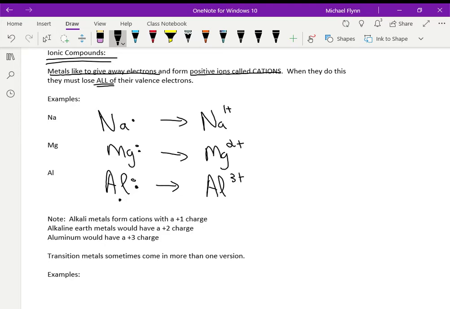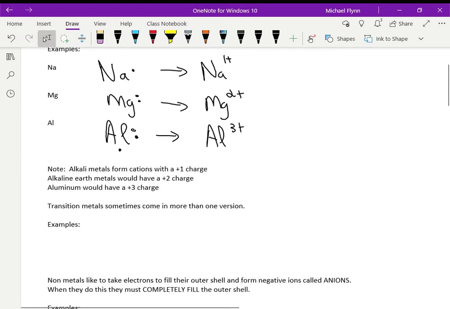become aluminum 3+. So it's very important you understand what I'm doing, and you can just look at a periodic table and you can tell. Column 1 is 1+, column 2 is 2+, and then you skip over the transitions. Aluminum and boron would be 3+, and so on. All right, so alkali metals have a +1 charge. Alkaline earths like magnesium have a +2. Aluminum has a +3. We talked about that.